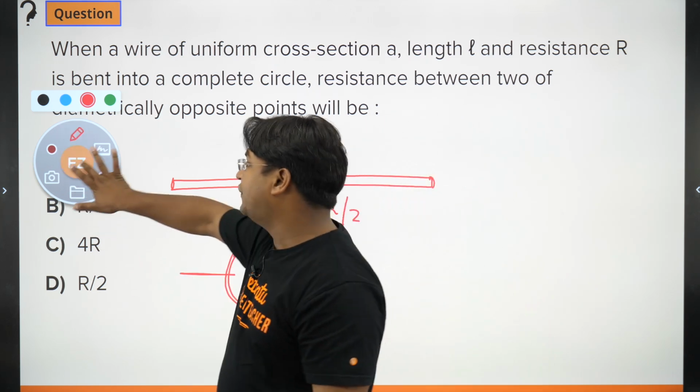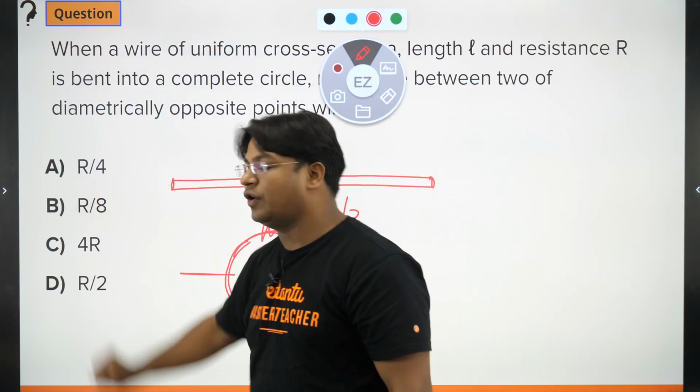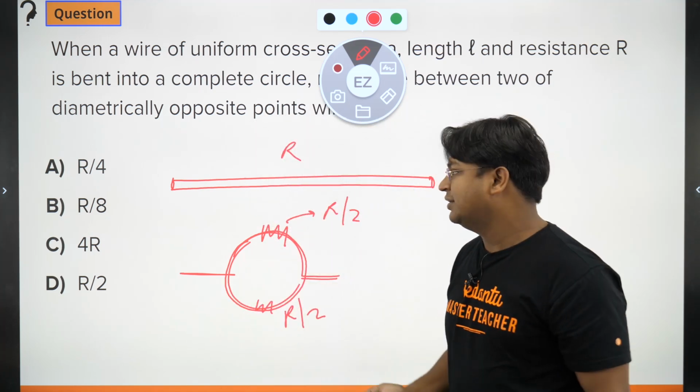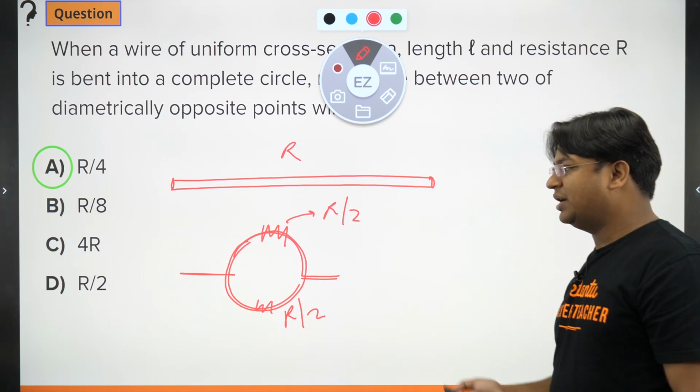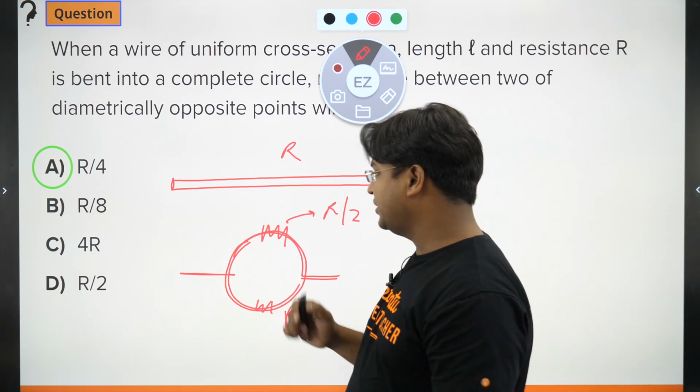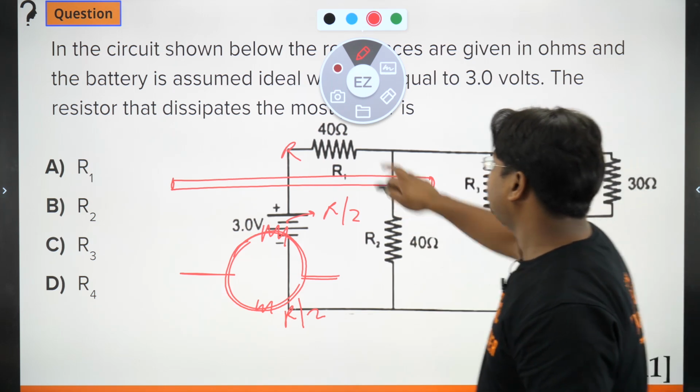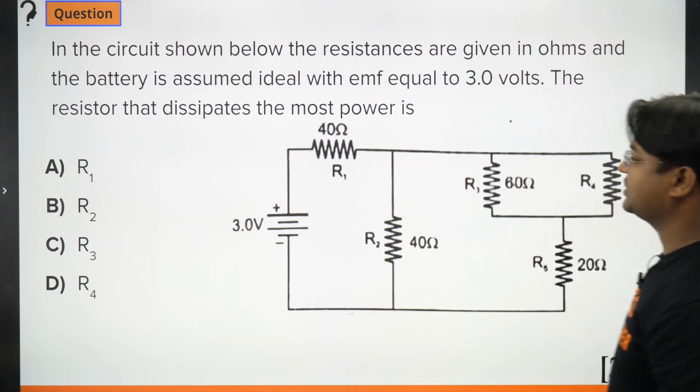So R by 4 is what we should be looking for. A option should be the correct one. Here we go. All right. Okay, a pretty simple one. I think it was an oral question. All right. Okay. Let's have a look at the next question then.